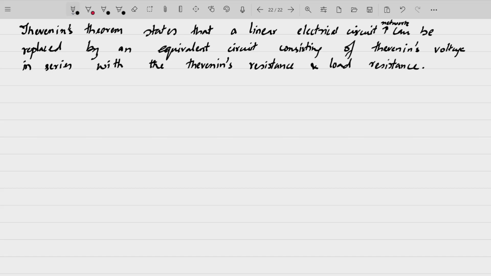Now, how do we actually find the Thevenin's equivalent? There are two cases. For both the cases, there will be a procedure.